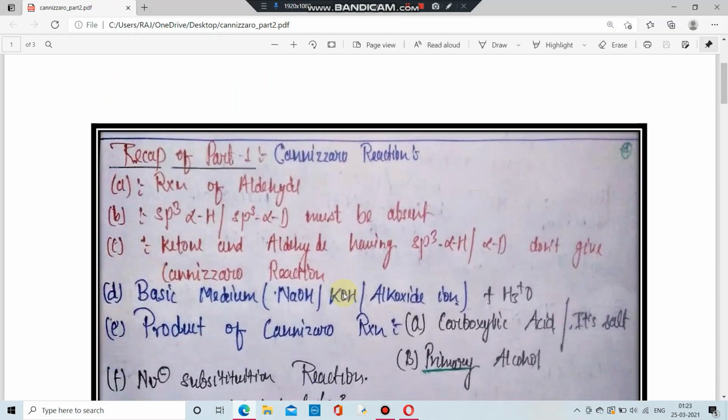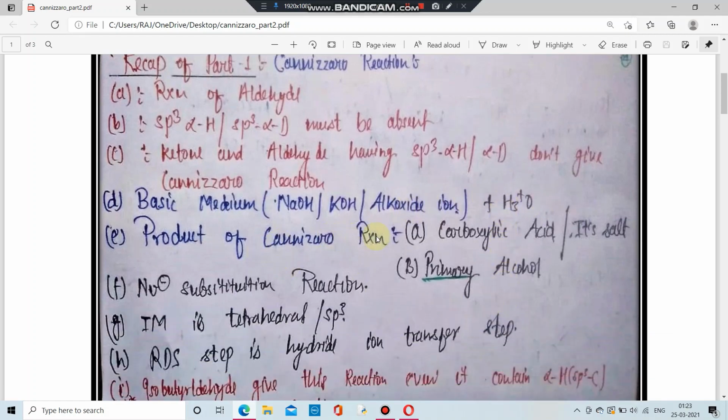Now, Cannizzaro reaction takes place in basic medium. The reagents may be NaOH or KOH, or sometimes it may be given as alkoxide ion in the presence of hydronium ion. Now, what are the products of Cannizzaro reaction? The first product is always going to be a carboxylic acid, and the other is a primary alcohol. The carboxylic acid may also be its salt.